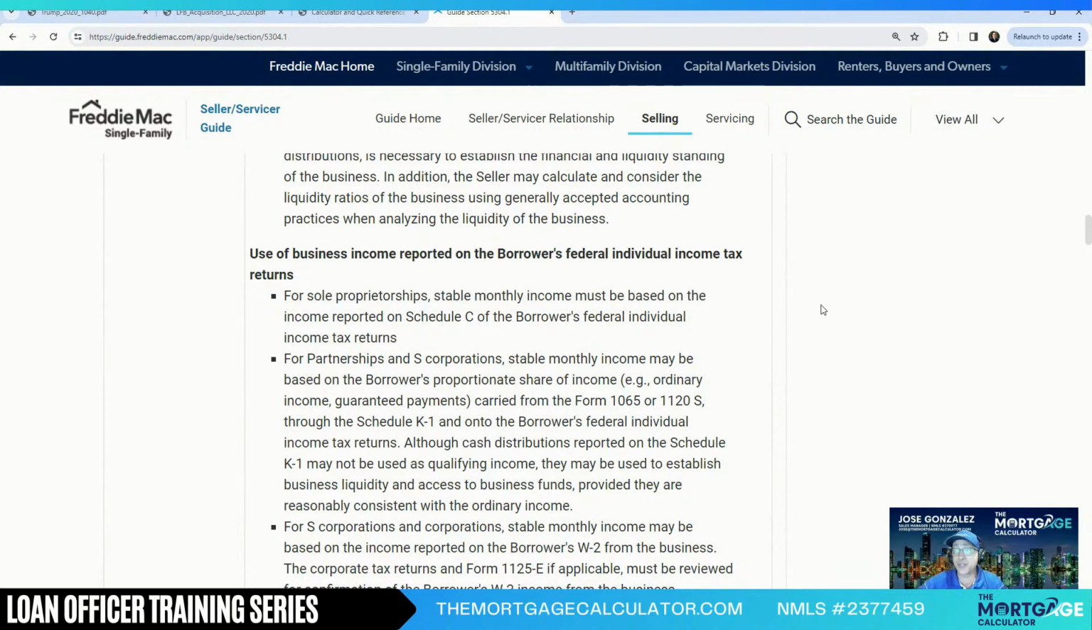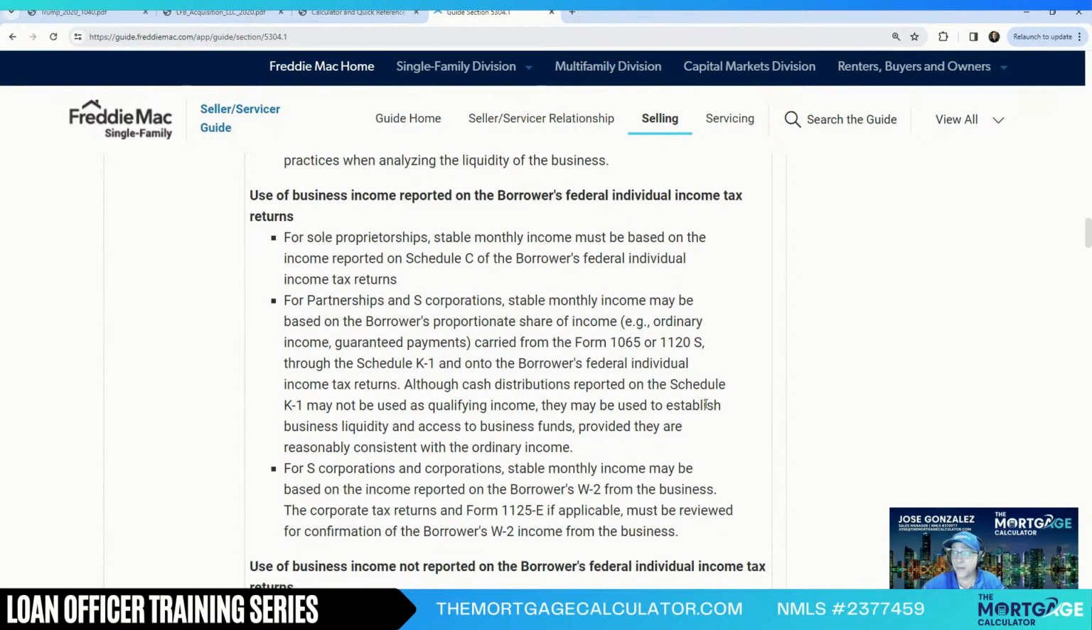So I made sure I researched it for you. You cannot use that higher distribution amount for income. You can only use it to show that, hey, this business is liquid and they can definitely cover. Because look what it says here. It says, although cash distributions reported on the Schedule K1 may not be used as qualifying income, right? That means that's just a benchmark that we're looking at. If it's higher, you can't say, oh, he made $4 million in income, not the 1.5 million he reported, because it's what they reported, right? On a Freddie Mac loan, especially.